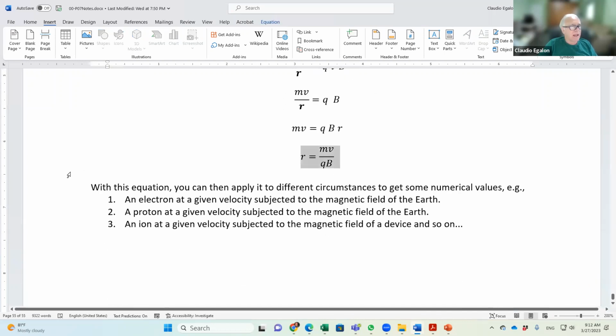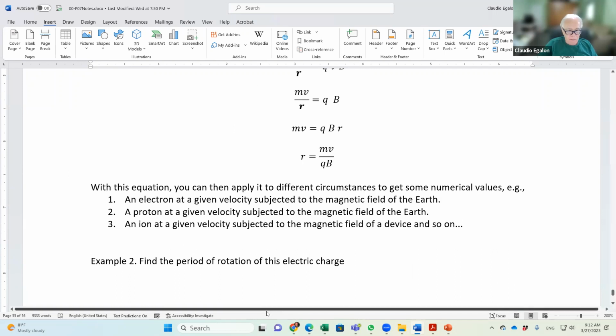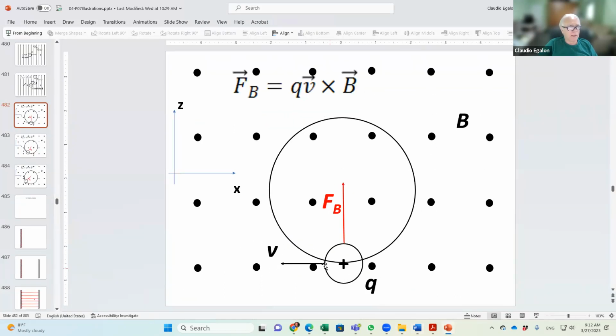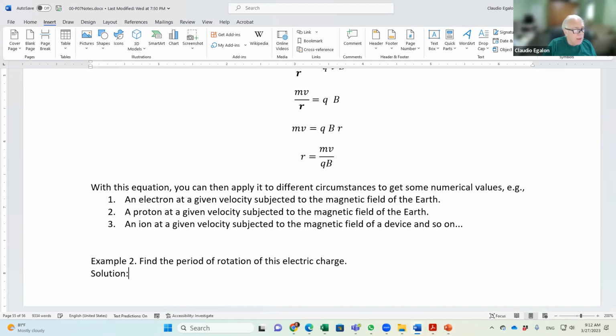What else can we do? Another example here, example 2. Find the period of rotation of this electric charge. Here we have the situation that the particle is moving with a constant speed, not constant velocity, but constant speed. And it's going to take a given amount of time, a period, to complete this full circle. What's going to be this period? Find the period of rotation of this electric charge. Solution.